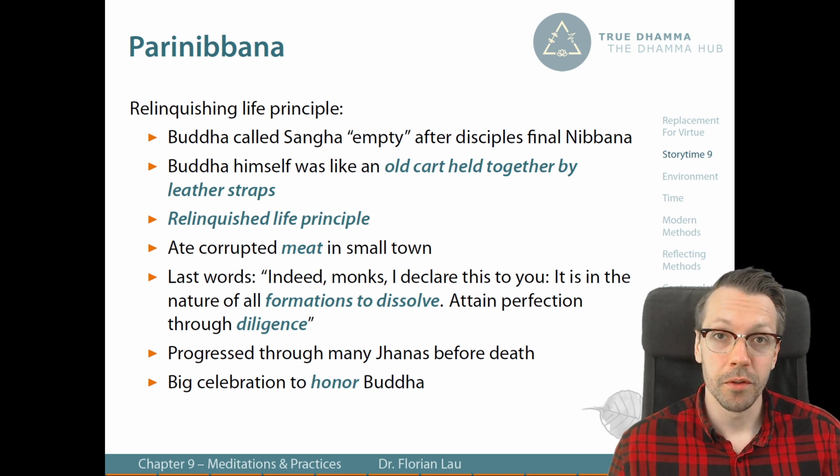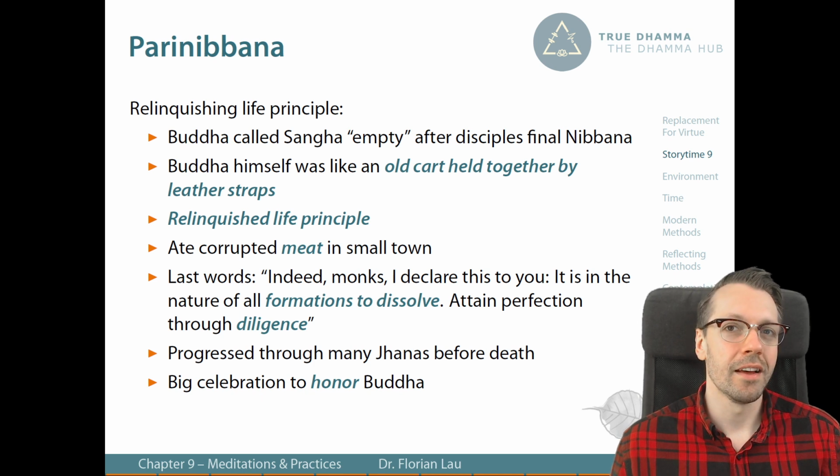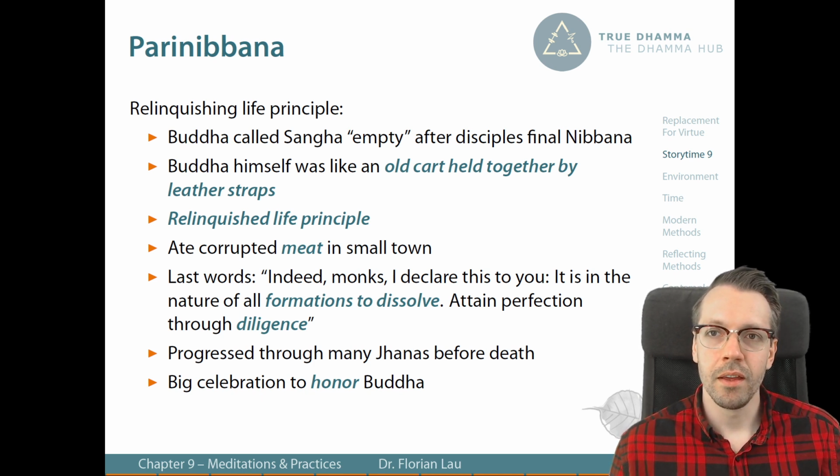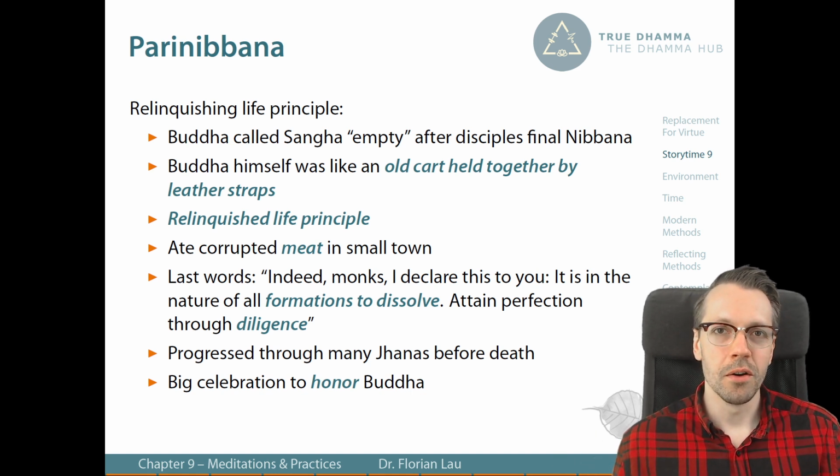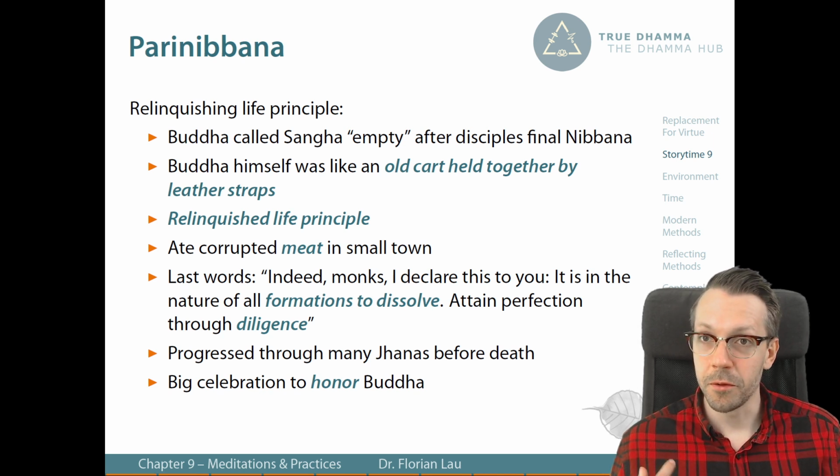But yeah, his last words on the dying bed were, "Indeed, monks, I declare to you this. It is in the nature of all formations to dissolve. Attain perfection through diligence." Those were more or less his last words. So what he said there is, everything that has a nature of arising also has a nature of ceasing. So whatever comes into being, because of that very fact of coming into being, those things will dissolve. Those things are impermanent, which is the understanding of the Sotapanna, of a stream enterer. And then he said that you should attain perfection through diligence. Other translations translate that as strive on restlessly, which is also a very good translation.